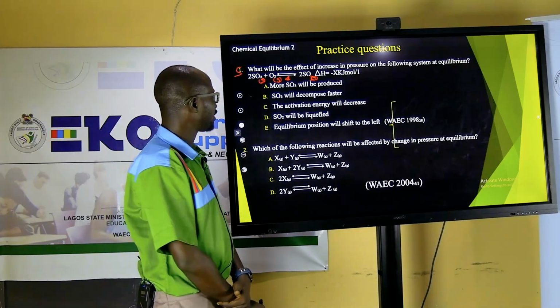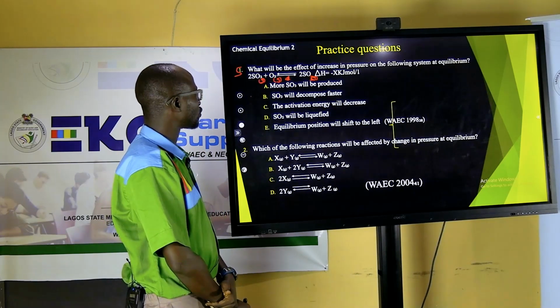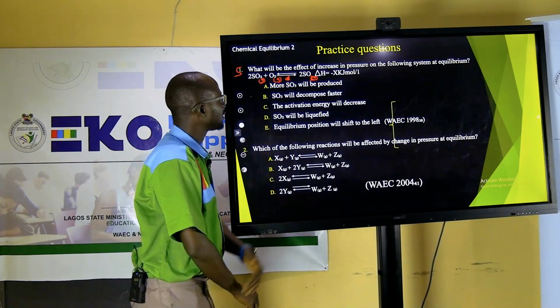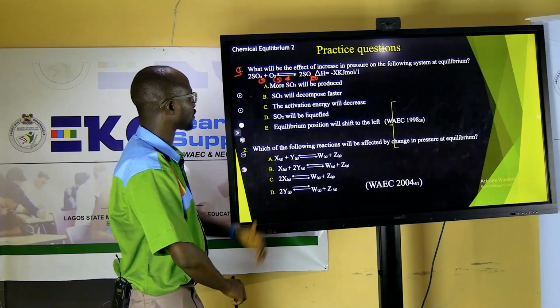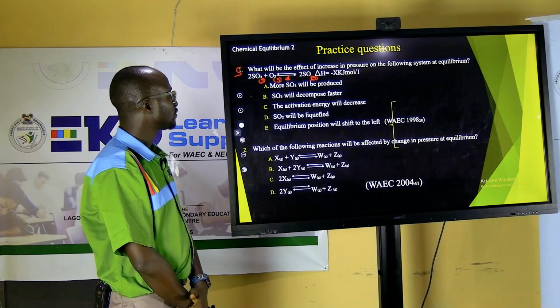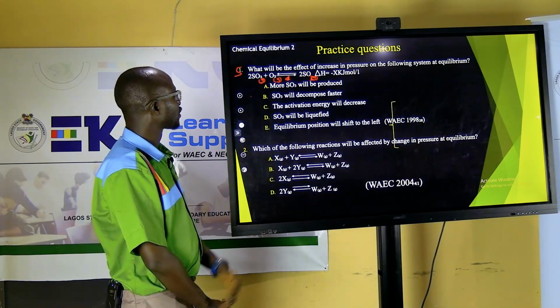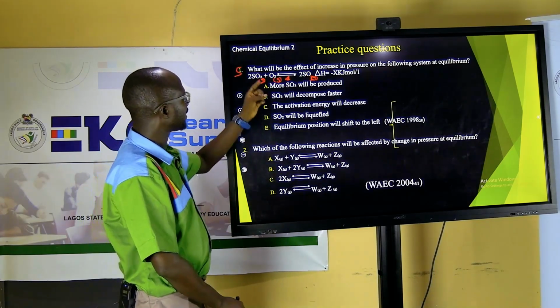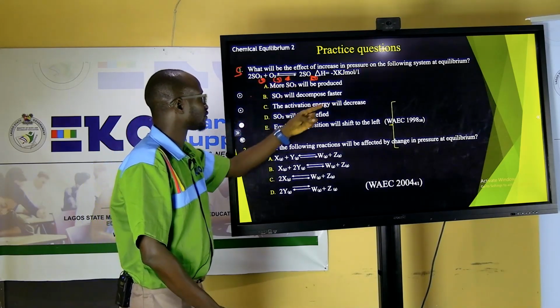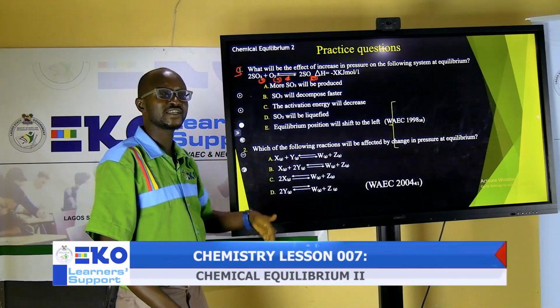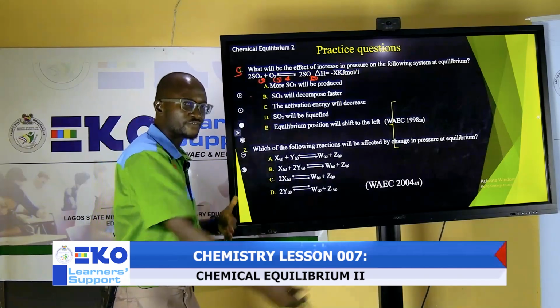So what should be our answer? Did I hear somebody say B? No, no, no. If you choose B, that means you are favoring the backward reaction. Because we have already agreed that increase in pressure will favor the forward reaction. So what we are looking for in the options now is what tallies with favoring the forward reaction.